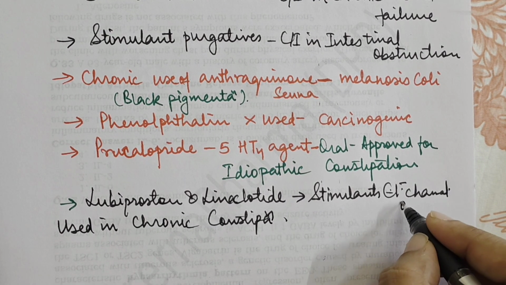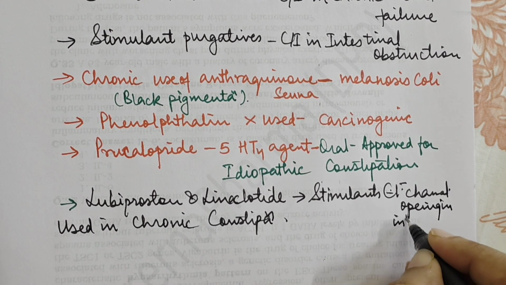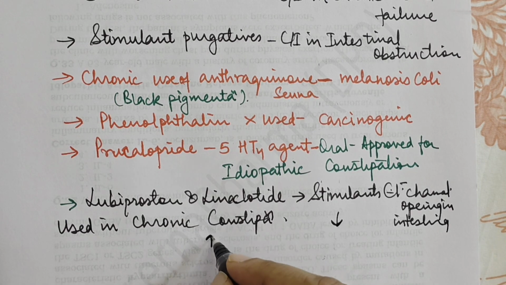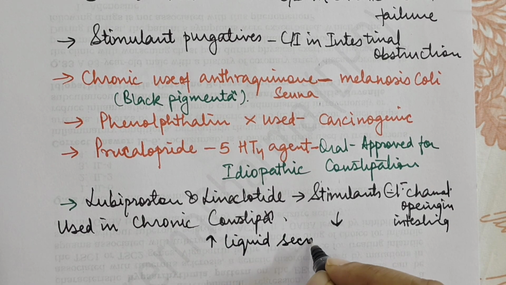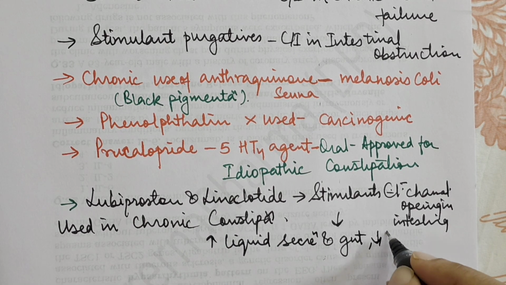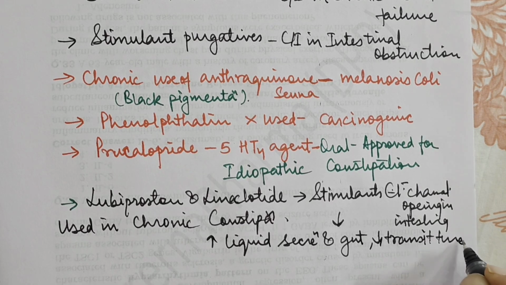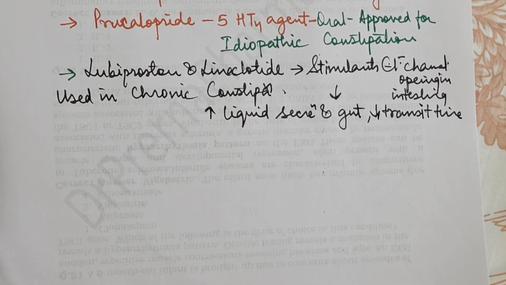So they stimulate the chloride ion channels and open them in the intestine and that results in increased liquid secretion in the gut, and they also reduce the transit time of the bowel. The bowel movement becomes fast.